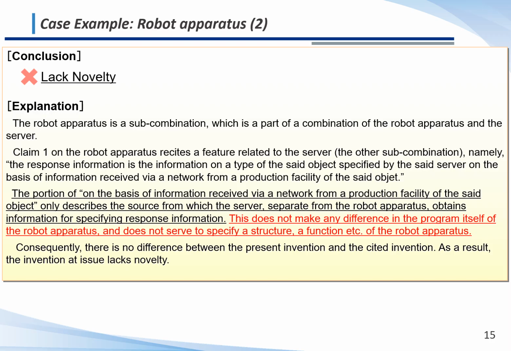This does not make any difference in the program of the robot apparatus itself, and does not serve to specify a structure, a function, etc., of the robot apparatus. Consequently, there is no difference between the invention of Claim 1 and the cited invention. As a result, the invention of Claim 1 is determined to lack novelty.